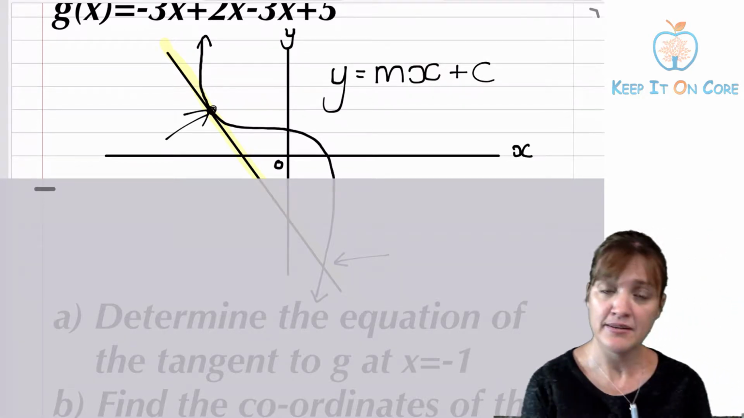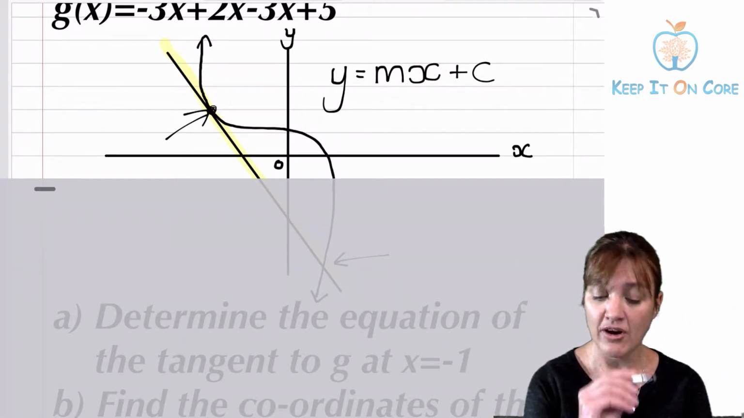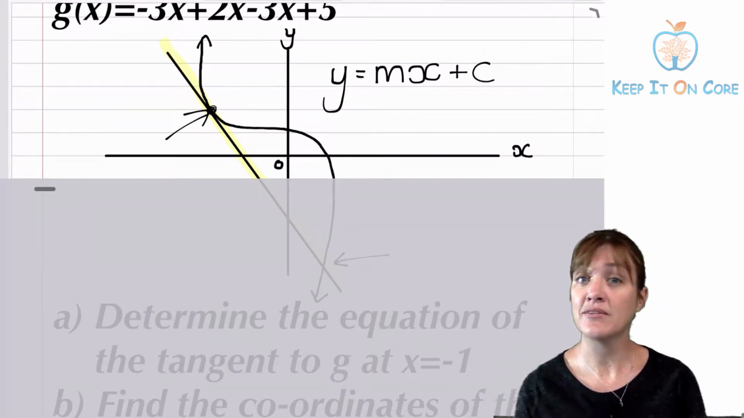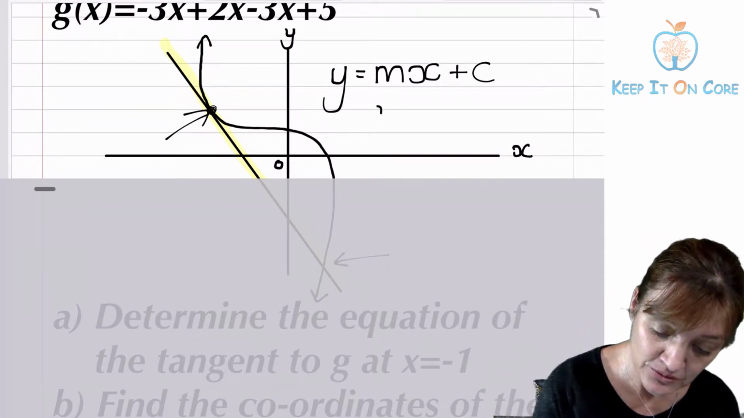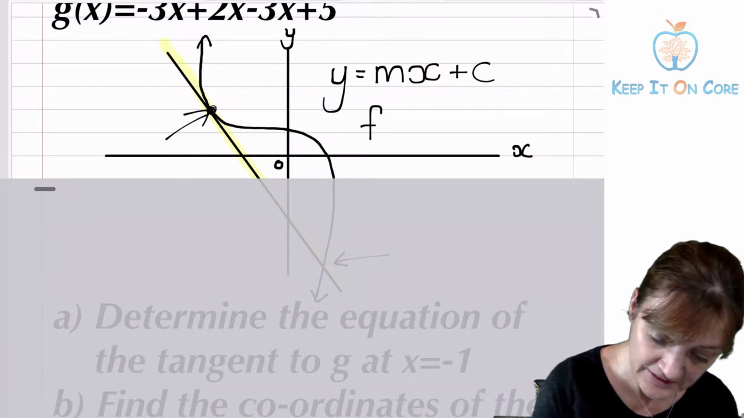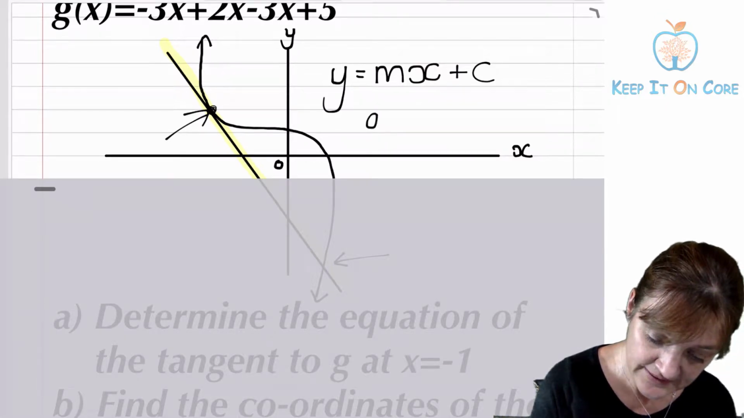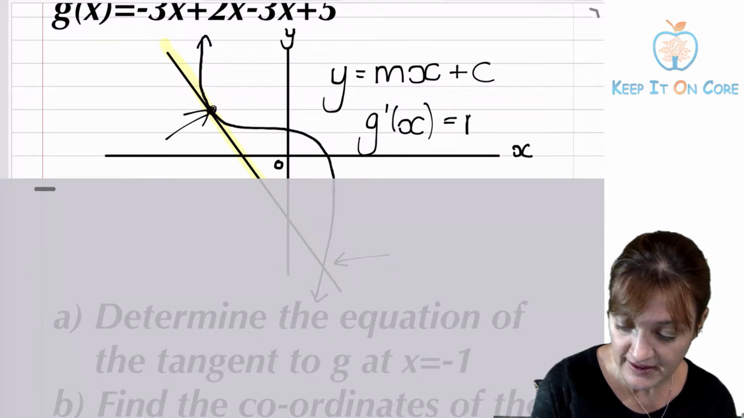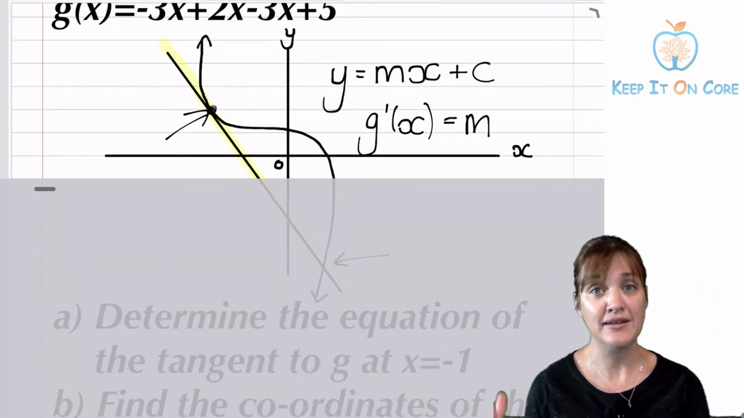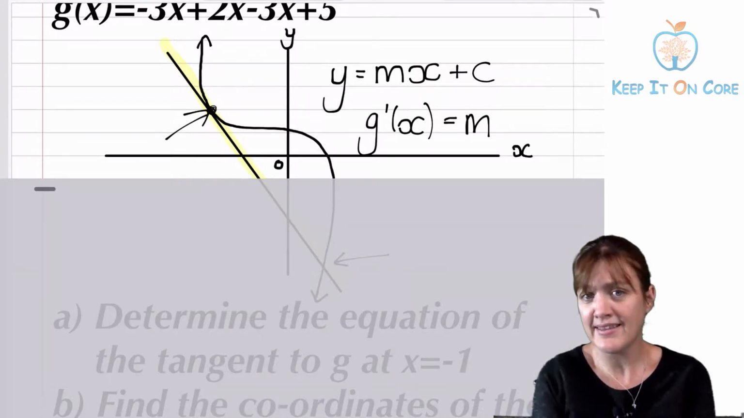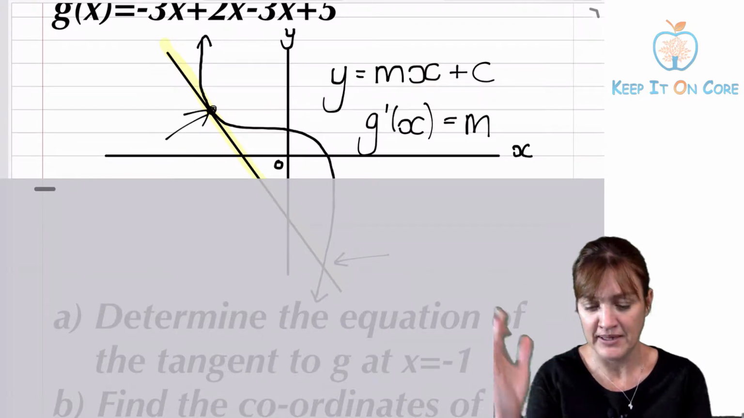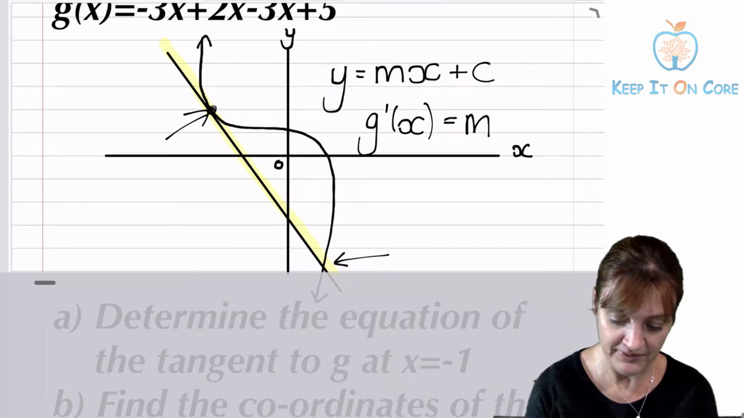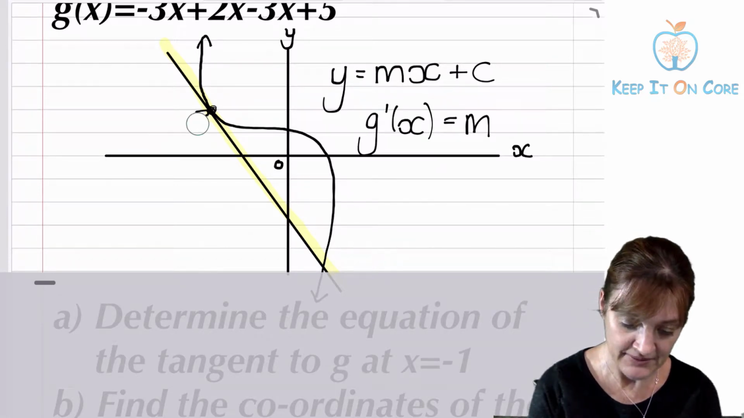And we said in the previous video that the gradient of the tangent, so the gradient of this yellow line, equals the derivative. So the derivative, in fact it's going to be g prime of x, is equal to the m value. It's equal to the gradient of your tangent. I'm writing that down just so that I have it in my head, and we will use it, no doubt, as we're going along. Let's take those out for a minute here.